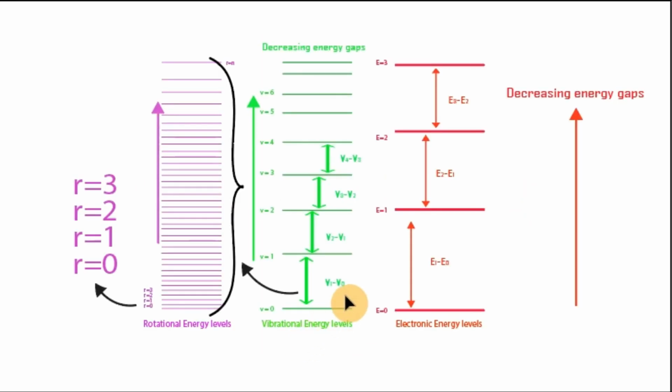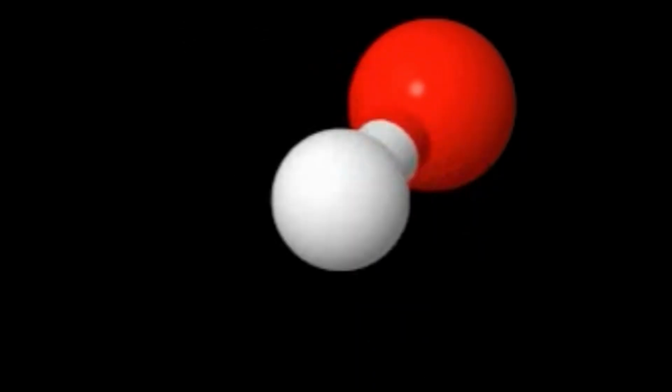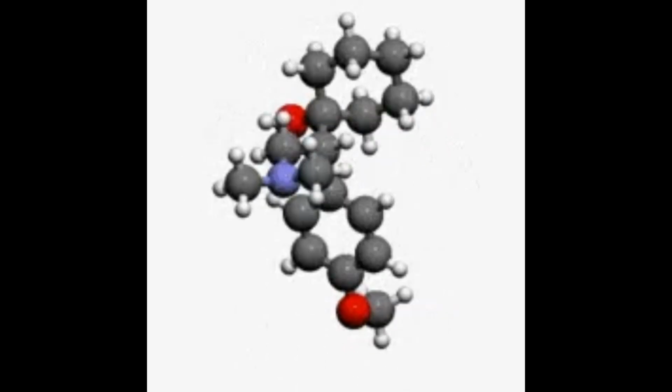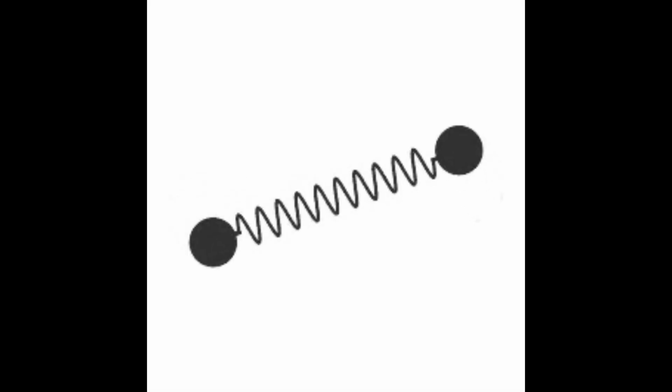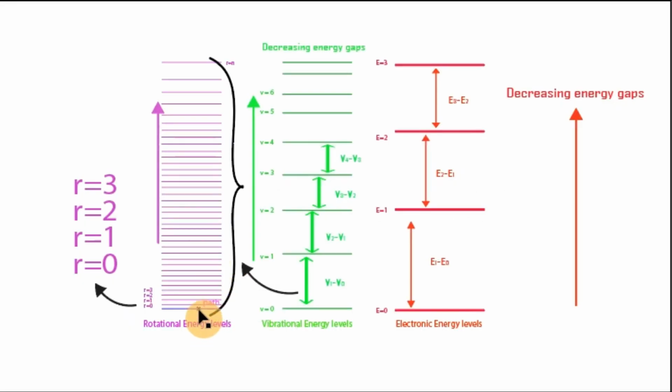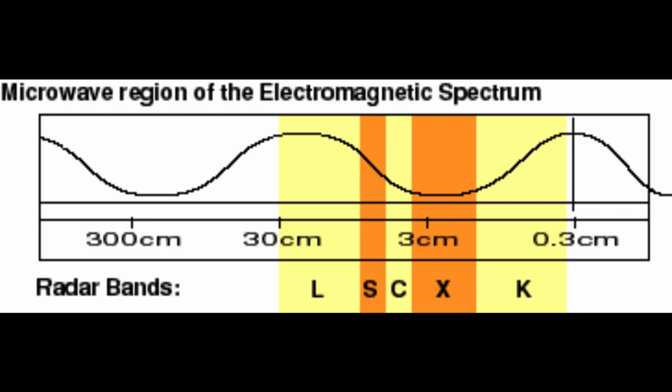Rotational energy. Again, each vibrational level comprises a fine structure of rotational energy levels equal to 0, 1, 2, 3, etc. If a molecule rotates in space about an axis passing through its center of mass, then the energy associated with that rotation is called rotational energy. The energy gaps between the rotational energy levels fall in the microwave region of the EM spectrum, that is from 1 millimeter to 30 centimeter.